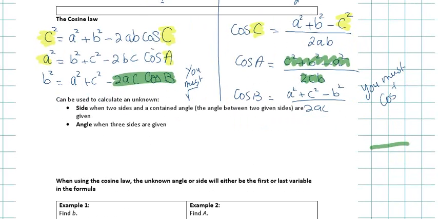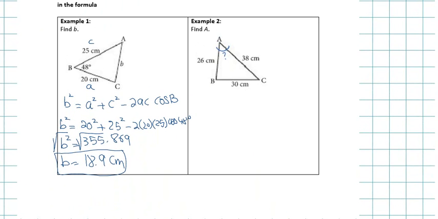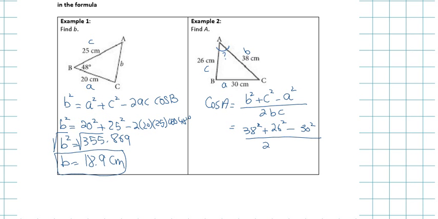So the cos A formula, let's name this first A, C, B. So cos A is B squared plus C squared minus A squared over 2BC. So if I enter the numbers in, that's 38 squared plus 26 squared minus 30 squared all over 2 times 38 times 26.